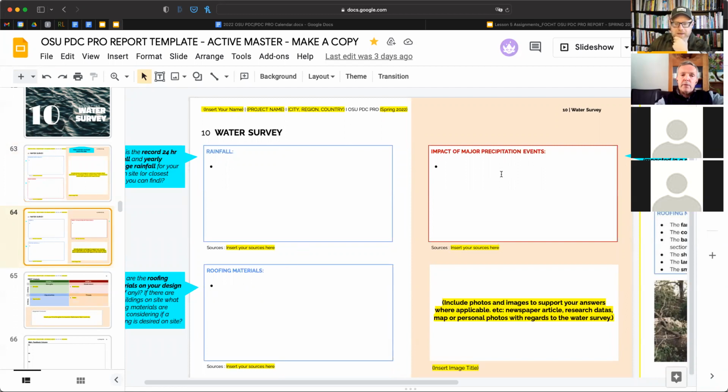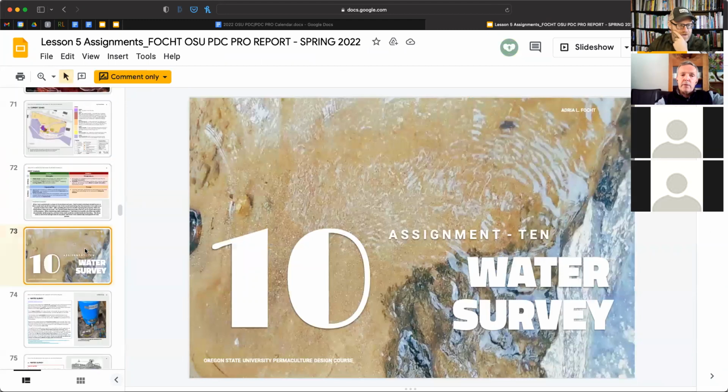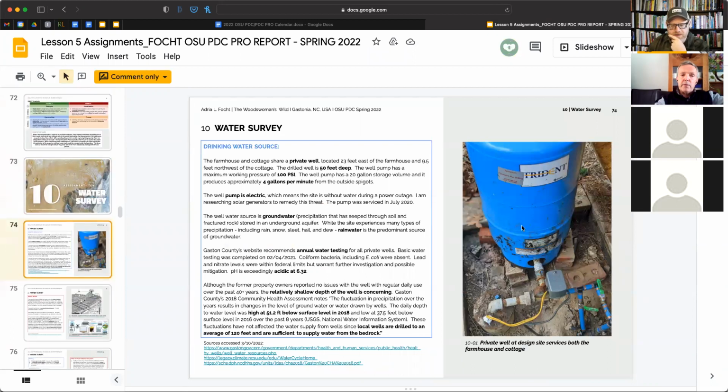The major impact of precipitation events. So this is Adria. She's over in North Carolina. And so for somebody who's rural, this will be a lot more involved than somebody who's urban. The example in the tutorial will show you quite well what to do with an urban site. But in this, she's got a private well, 50 feet deep.